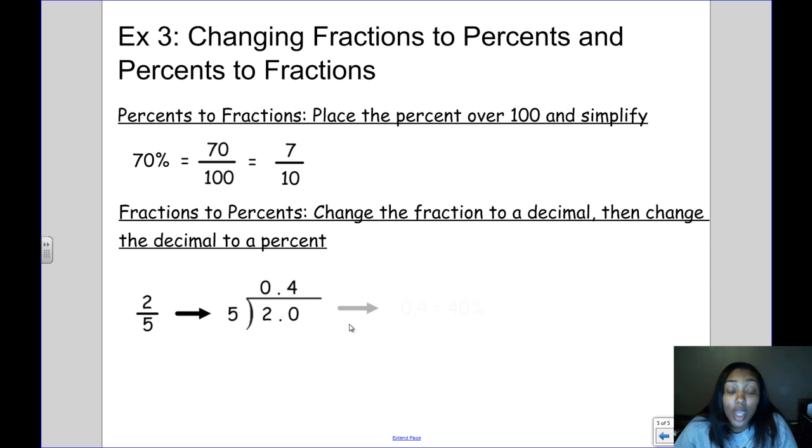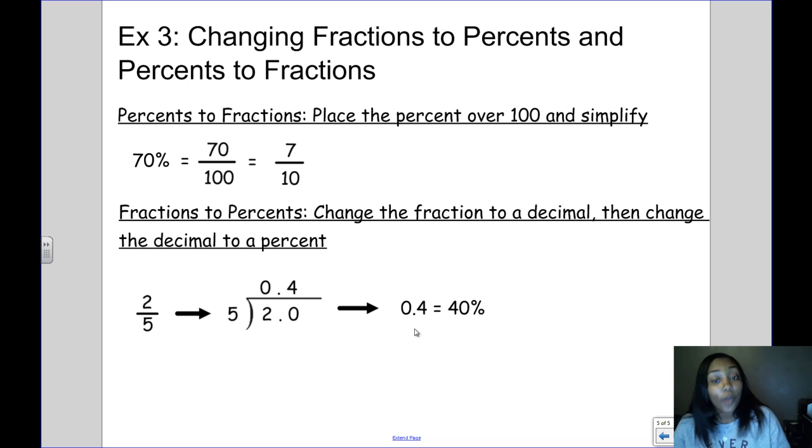After we change the fraction to a decimal, we've got to take our decimal 4/10 and change it to a percent by moving the decimal 2 places forward. And so we move the decimal 2 places forward. That means 4/10 as a percent would be 40%.